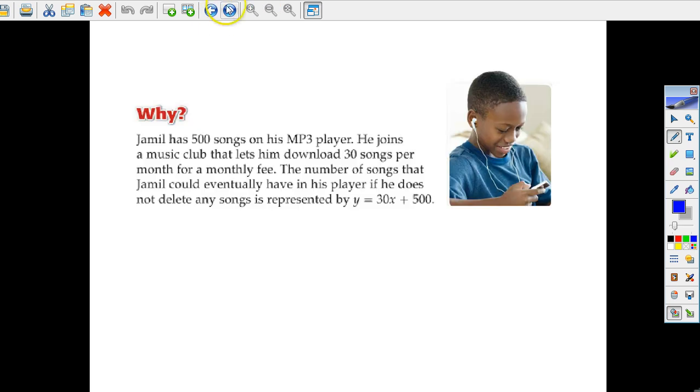Okay, so why are we learning this? Jamil has 500 songs on his MP3 player. He joins a music club that lets him download 30 songs per month for a monthly fee. The number of songs that Jamil can eventually have in his player if he does not delete any songs is represented by y equals 30x plus 500. That 500 is added because he already has 500 songs in his MP3 player, and it's 30 songs per month. So x is going to be the number of months he downloads songs.